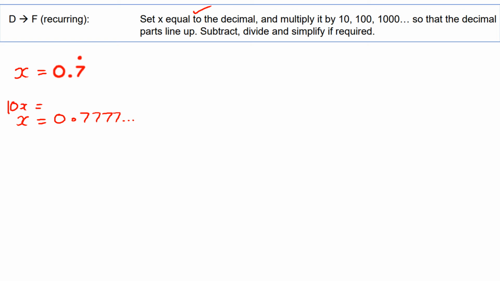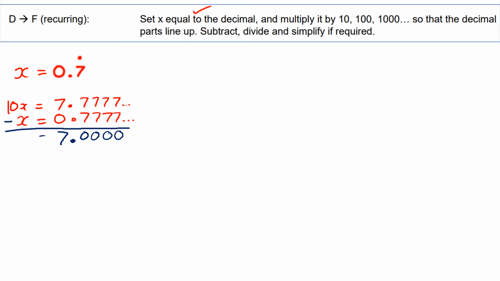If we multiply it by 10, then the decimal place will move 1 to the right, or we could say all the numbers will move 1 to the left. And so we'll end up with 10x is 7.7777... with no end to those 7s, because that's what recurring means. And we can see there that we've lined up everything. If we do a subtraction here, then we'll be doing 7 take away 7 is nothing, and 7 take away 7 is nothing, and 7 take away 7 is nothing, and so on. And we'll just end up with 7.000.